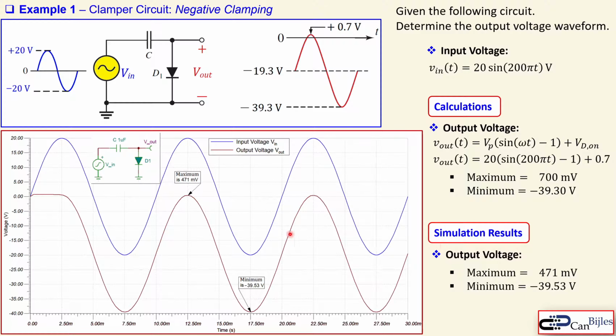But if you look at the simulation, you see here the blue line is the input, and the dark red or brown line is our maximum of 471 millivolts and a minimum of minus 39.53 volts.